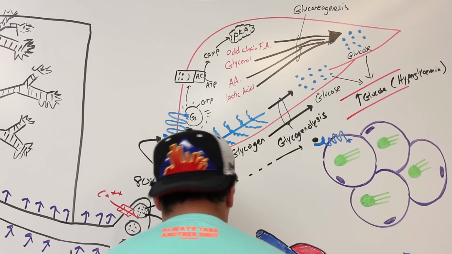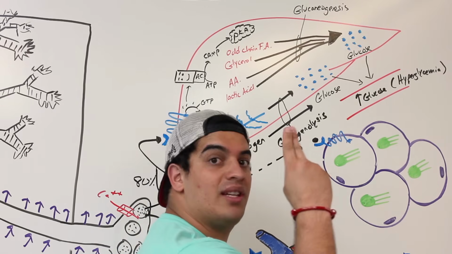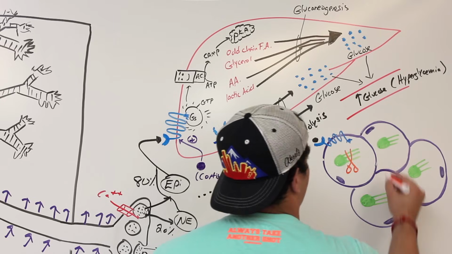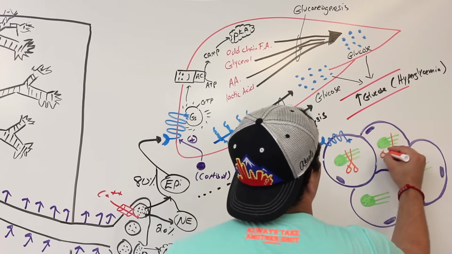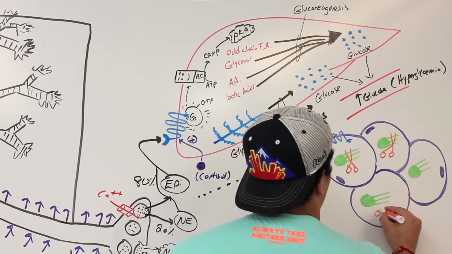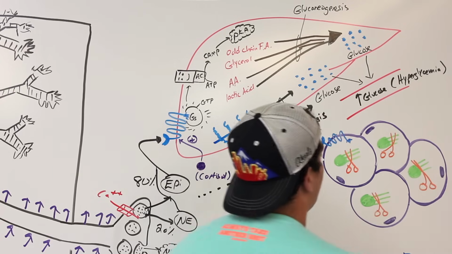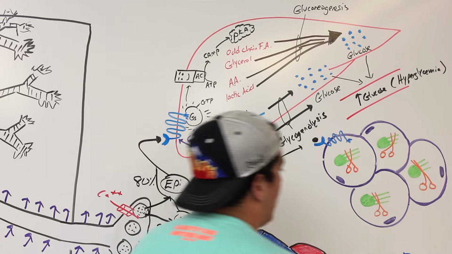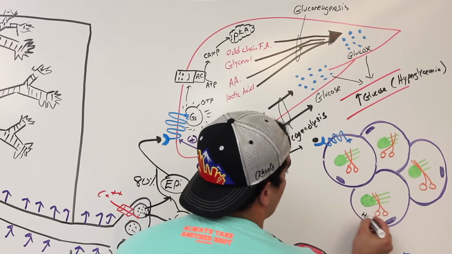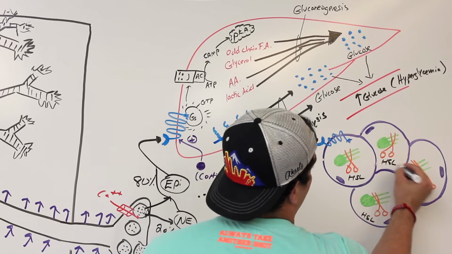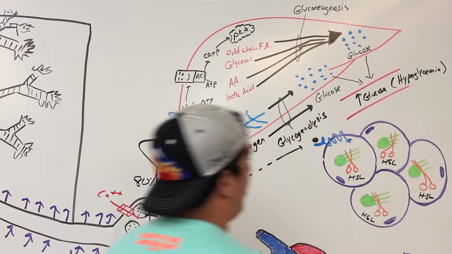What enzyme does it activate? You guys remember that little scissors? It activates specific cutters, and these cutting enzymes help to cut up the triglycerides. What were these enzymes called? Do you guys remember? They were called hormone-sensitive lipase. So this is hormone-sensitive lipase.